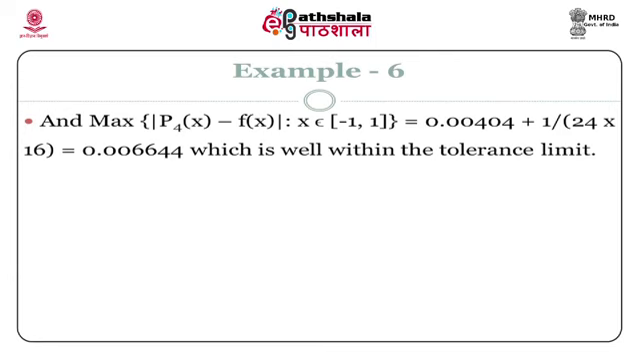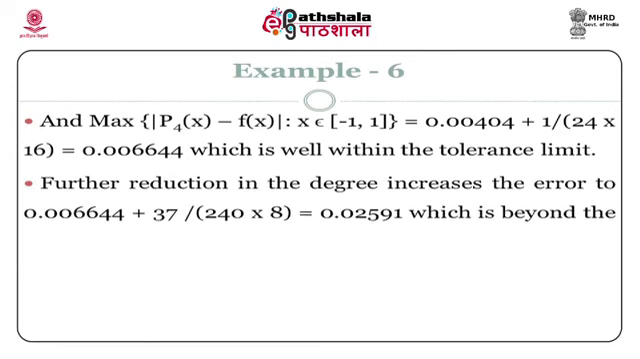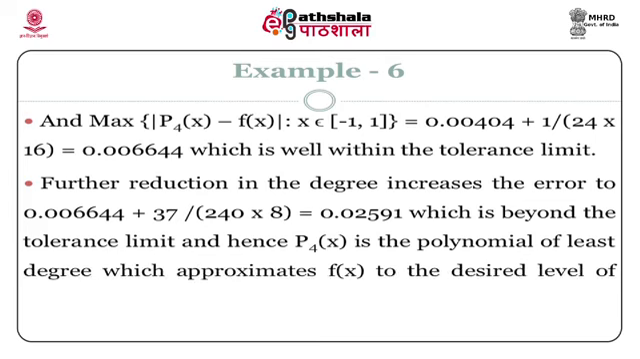Further reduction in the degree increases the error to 0.006644 plus 37 divided by 240 into 8, and that will give me error 0.02591, which is beyond the tolerance limit, and hence P4(x) is the polynomial of least degree which approximates f(x) to the desired level of accuracy.